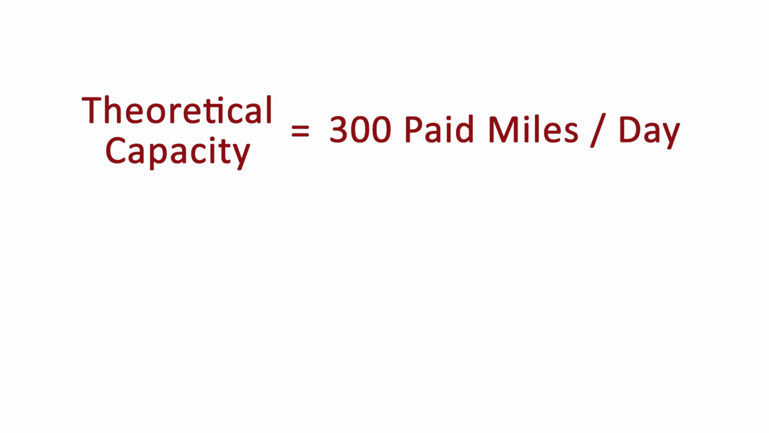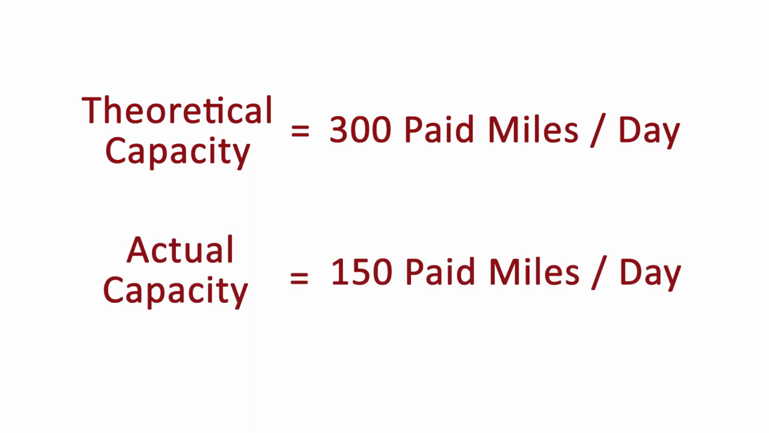But in reality, on a full day of work, working flat out, never waiting for the next job, our taxi driver only sells 150 miles of taxi journeys per day. That's his actual capacity, half of his theoretical capacity. Some days are quiet and he sells even less. 150 is when he's maxed out, busy all day.